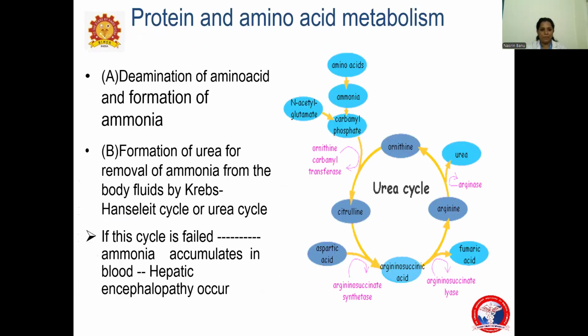Protein and amino acid metabolism. Deamination of amino acids and formation of ammonia is also done in the liver. Urea is formed by removal of ammonia from the body fluids by the Krebs-Henseleit cycle, or the urea cycle. If this cycle fails, ammonia accumulates in the blood and this can cause hepatic encephalopathy.